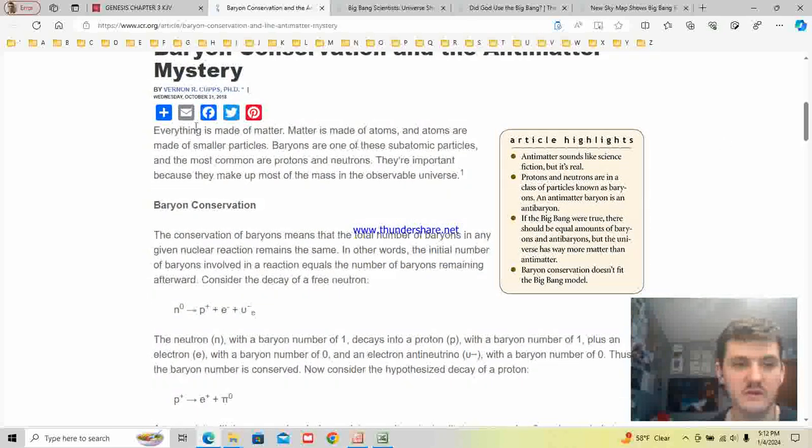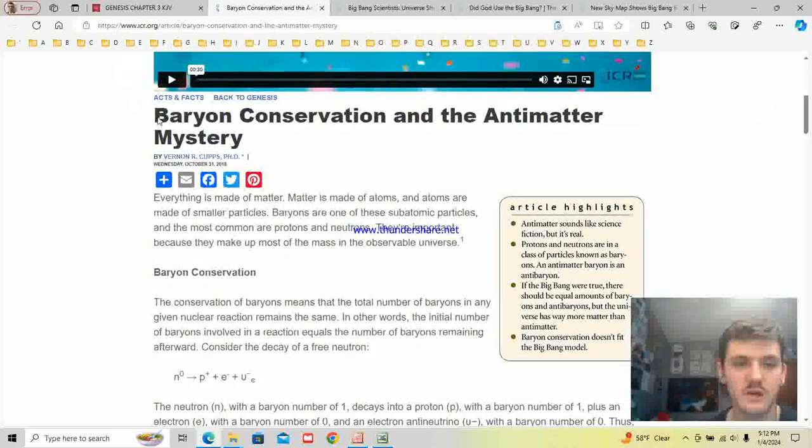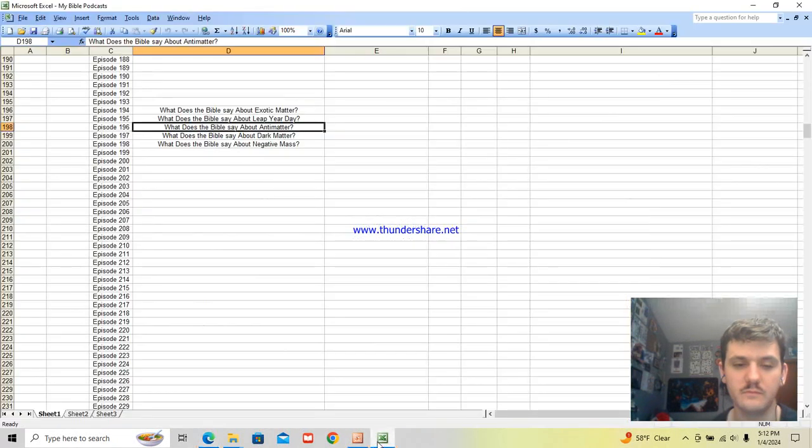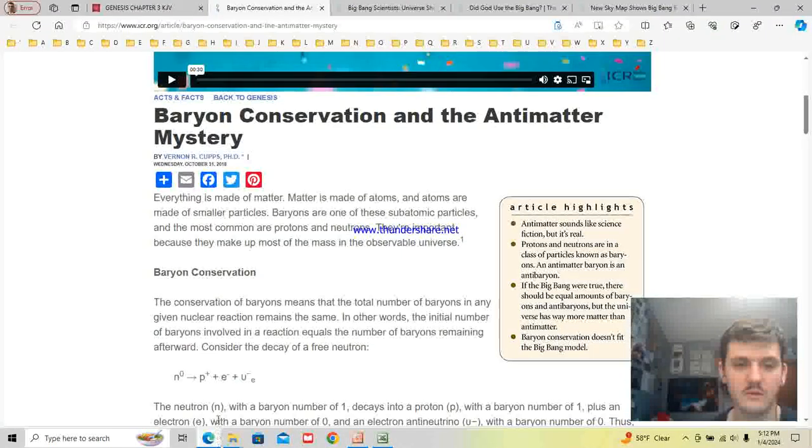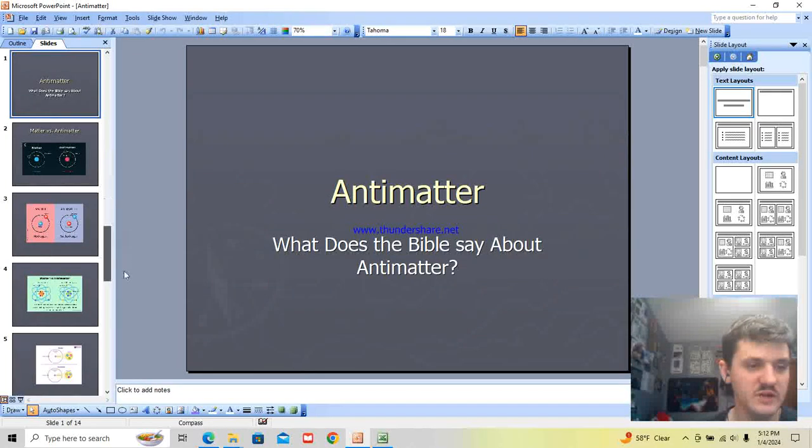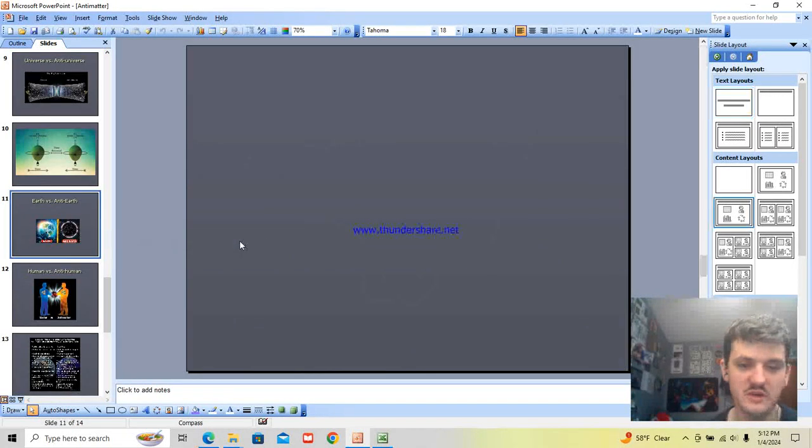Let's read this part, okay? So, baryon conservation and the antimatter mystery. So everything is made out of matter. So why is this? Well, and if you're looking for an anti-Earth, this right here.